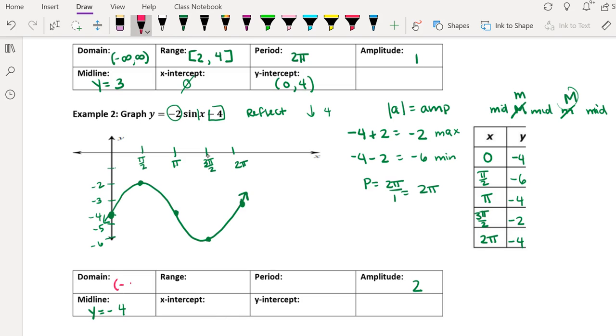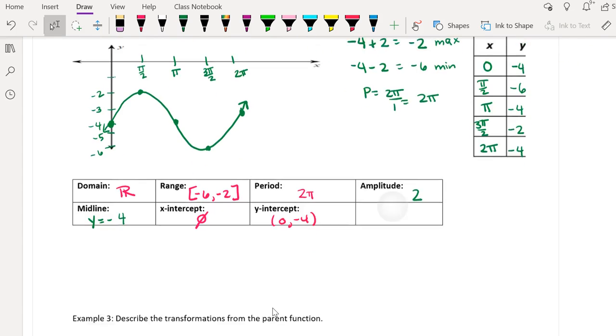So my domain is still all reals, or negative infinity to positive infinity. Okay, all reals. The range is from -6 to -2, minimum to maximum. Period is still 2 pi. X-intercepts, there's none. Y-intercept is 0, -4.